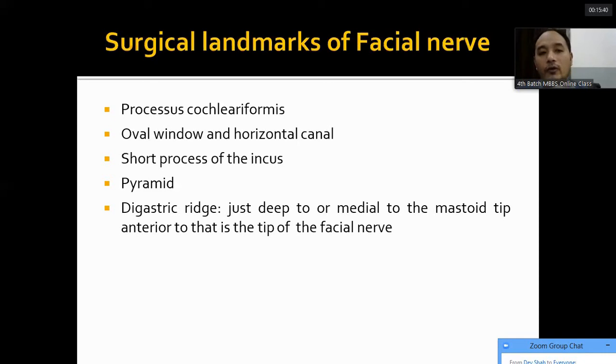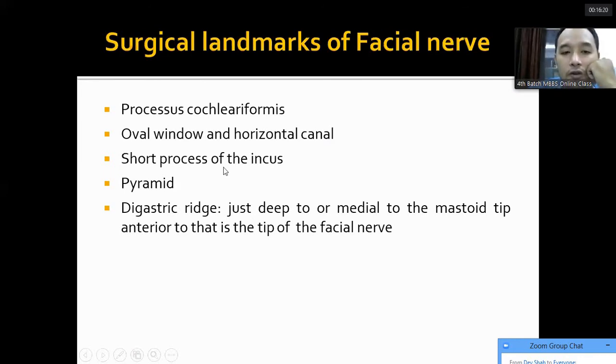And the oval window and the horizontal canal. The oval window is just inferior to the second genu of the facial nerve canal. The second genu is where the horizontal part, or the tympanic part, of the facial nerve turns inferiorly and forms a knee-like structure, the genu. The oval window is just inferior to that genu. And the horizontal semicircular canal, the bulge of the lateral semicircular canal, is superior to the facial nerve. So you can say the facial nerve, the genu, runs between the oval window and the bulge of the lateral semicircular canal, also called the horizontal canal.